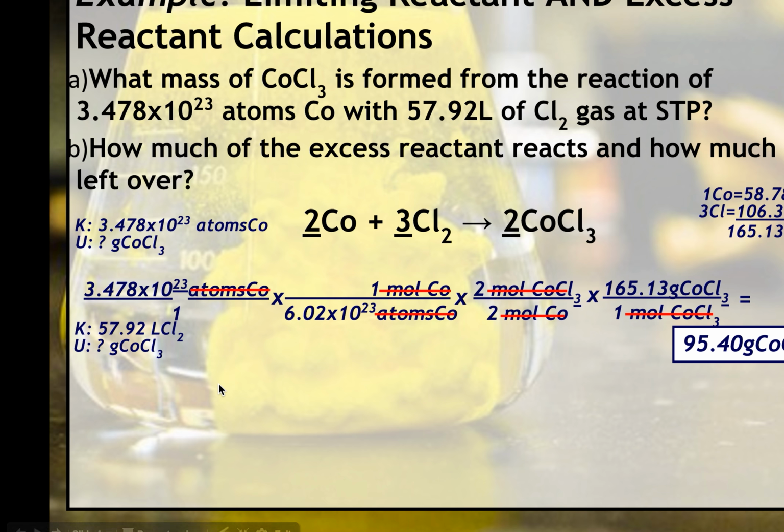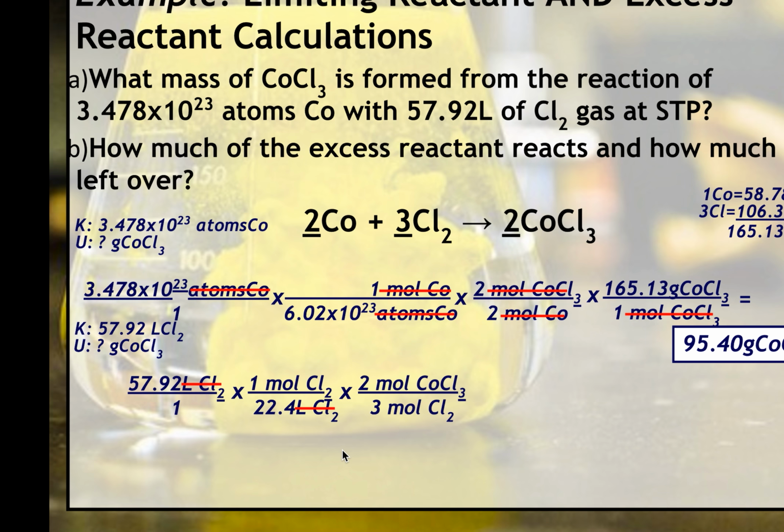Again, I'm going to need to grab a conversion factor that will still give me the grams of cobalt chloride. Here's what I know. I have this many liters. Well, from our mole chapter, I know that there are 22.4 liters in 1 mole of a gas. Here's my mole ratio. I have 3 moles of chlorine gas to 2 moles of cobalt chloride. Now I need to again figure out, because I need my answer in grams, and I don't have grams here yet.